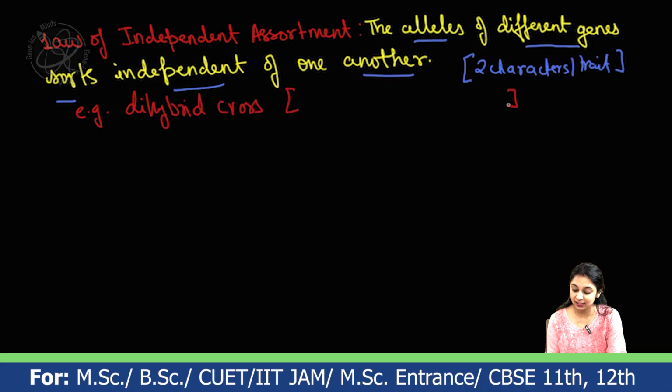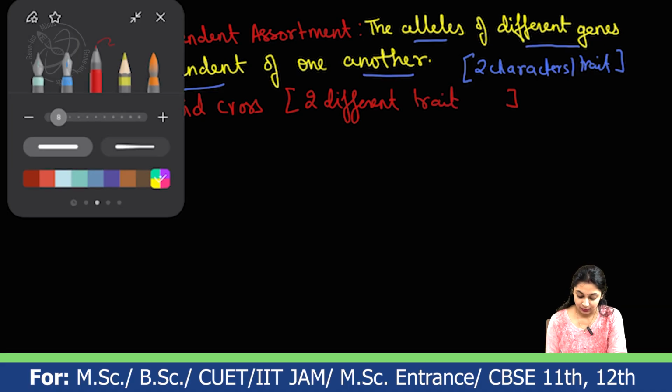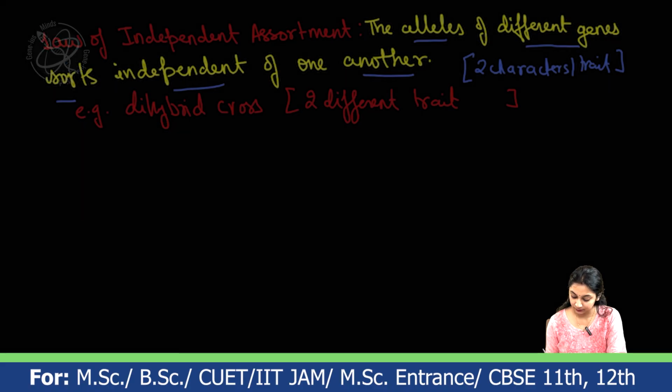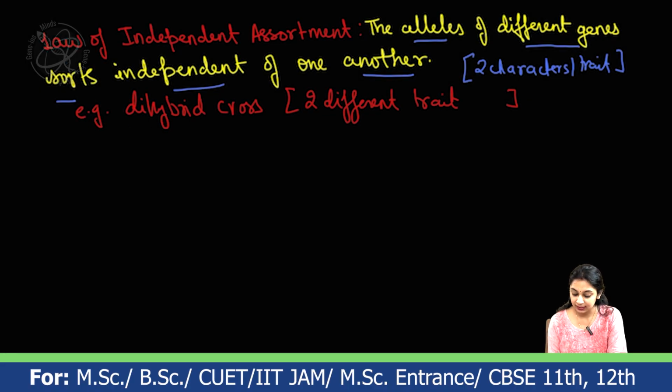Now as the name suggests, it's a dihybrid. So we are going to take two different traits of the pea plant selected by Mendel. In this example we are going to take seed color and seed shape.